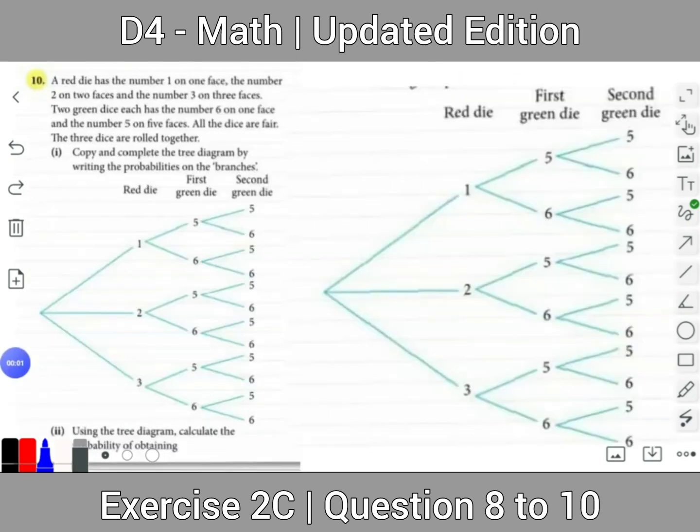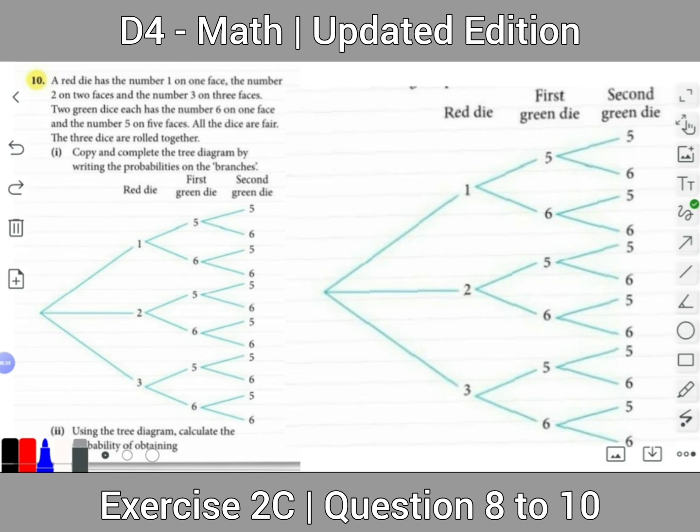Now in question 10, a red die has the number 1 on 1 face, the number 2 on 2 faces, and the number 3 on 3 faces. Two green dice each have the number 6 on 1 face and the number 5 on 5 faces. All the dice are fair. The 3 dice are rolled together. In part 1, copy and complete the tree diagram by writing the probabilities on the branches.